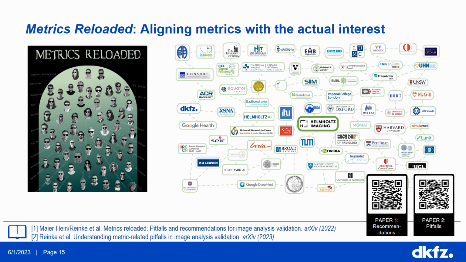If you want to see further papers with many authors, take a look at these two. The International Metrics Reloaded initiative has set it as its goal to provide metric recommendations for image analysis validation and has released a framework that guides researchers toward choosing suitable metrics in a problem-aware manner. Do check it out. Feedback from the community is always appreciated.